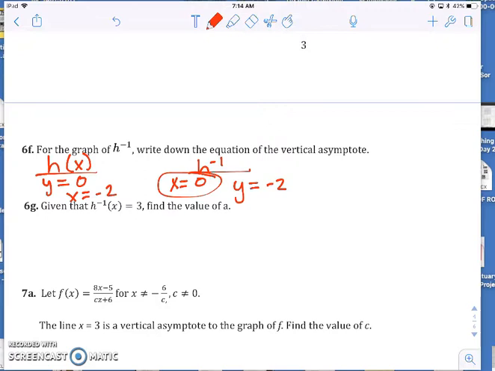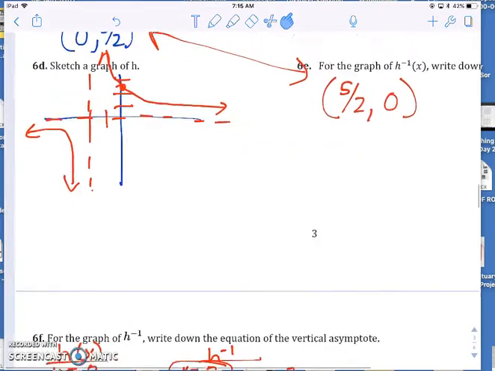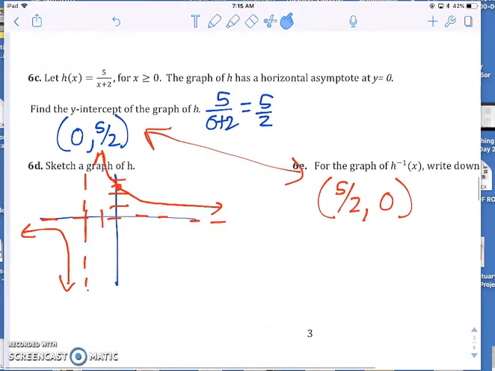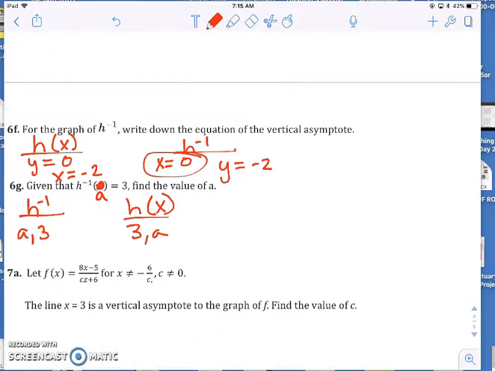And I think this one's supposed to be an a, my bad. Given that the inverse of a equals 3, find the value of a. So on our inverse, there's the coordinate (a, 3). So that means on our regular one, it's (3, a). So we can go back to our original function, 5 over x plus 2. So we'd have 5 over 3 plus 2, 5 over 5. So it's going to be 1.